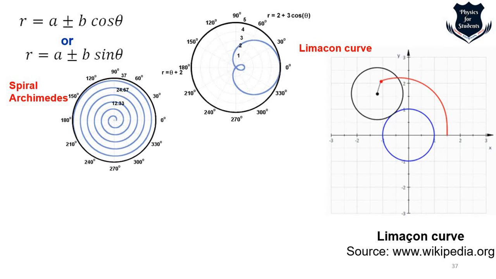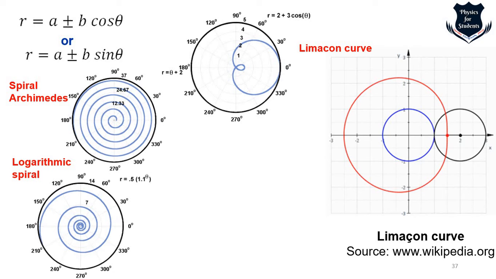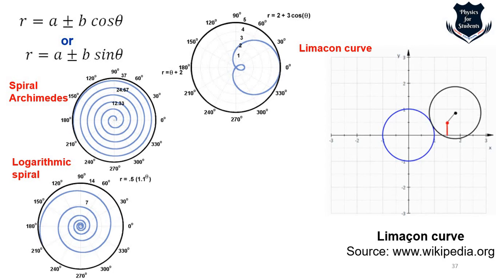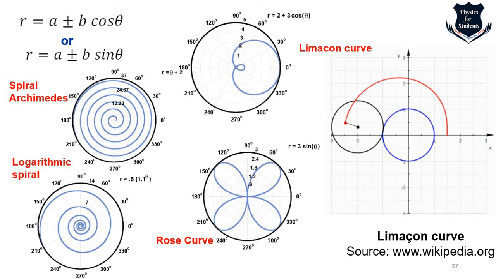We can take a spiral curve, which is called an Archimedes spiral, with the coordinate values. Then we can find a logarithmic spiral. I was going through finding the arc length of the logarithmic spiral, but it seems too complex, so I thought not to show it here. Then we find a rose curve with r equal to 3 sine theta. I won't say these are Limacon curves, but these are different types of shapes: the spiral, the logarithmic, and the rose curve.